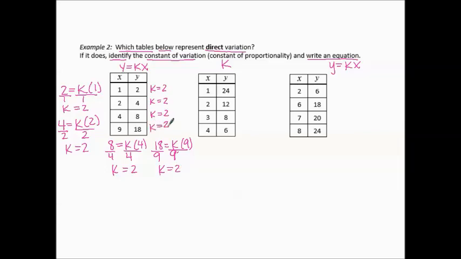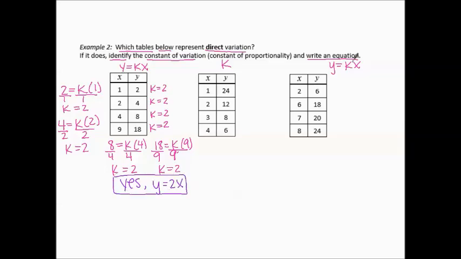So if we notice here, k equaled 2 each time. So that means this one is direct variation. And our equation is y equals 2x.